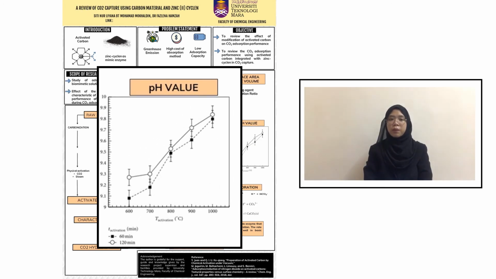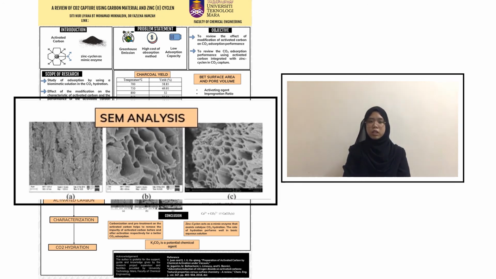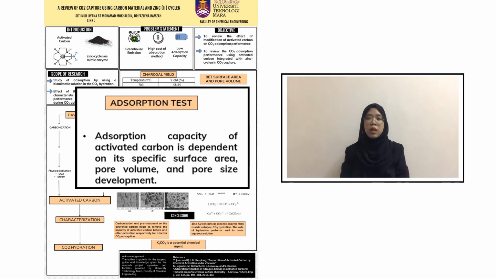According to Huang, pH value increases simultaneously with activation temperature and activation time. The same morphology of activated carbon prepared under nitrogen has the smoother surface because oxygen is eliminated in the system by nitrogen stream. Adsorption capacity of activated carbon is dependent on its specific surface area, pore volume, and pore size development.